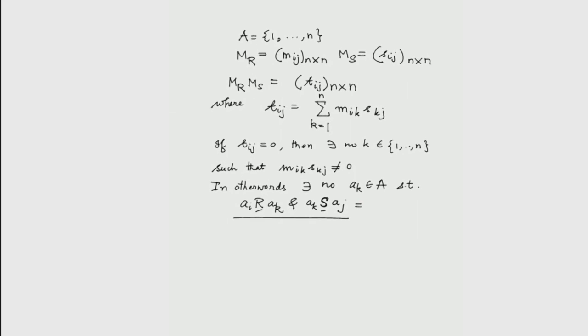So, there is no a k such that this holds, but that implies that a i is not related by R composition S to a j, or if we want to be a bit more specific, then we will write that the pair a i, a j does not belong to R composition S.